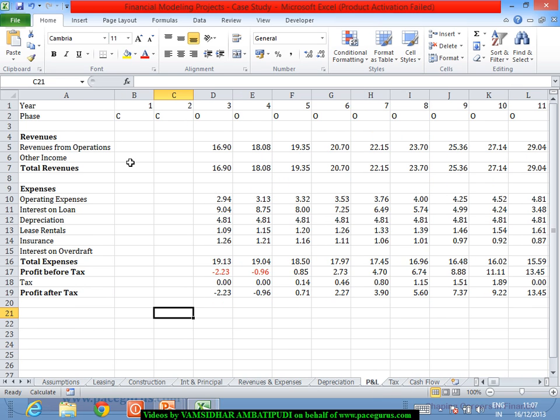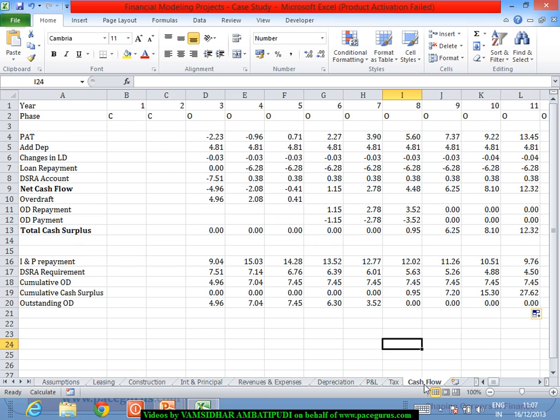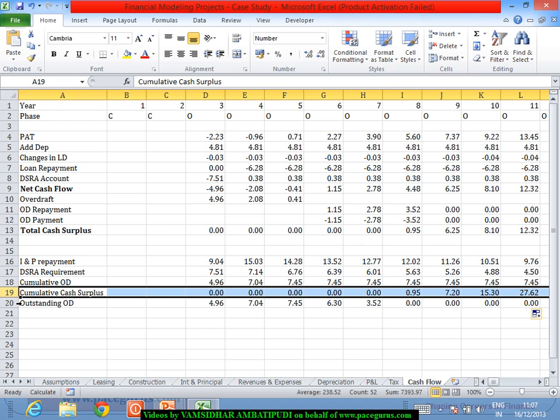The other income. In the other income, there are two components for us. One is the interest that we are going to get on the cumulative cash surplus, and also the interest that we are going to get on our DSRA account. So both these things will contribute to our other income.